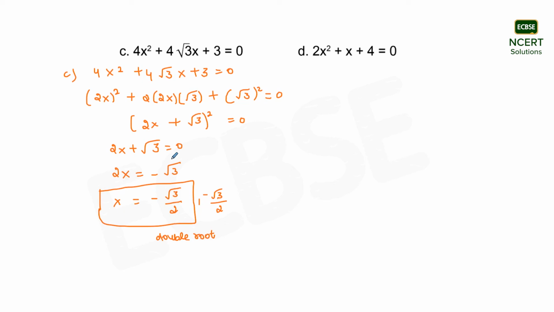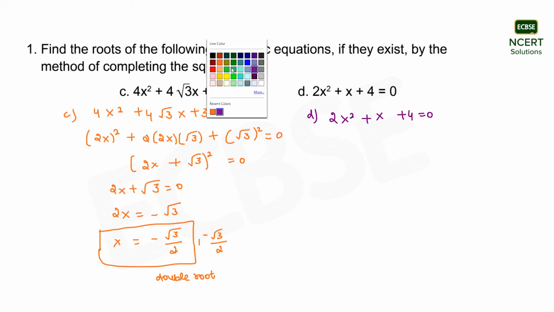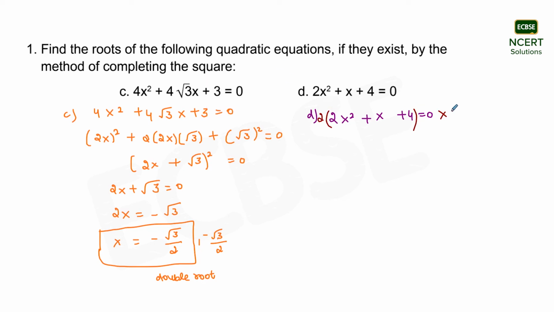Okay. Now coming to the D part, here the equation being provided is 2x square plus x plus 4 is equal to 0. Now if we observe, the first term is not a perfect square, as x is a perfect square but the 2 is not a perfect square. So in order to make it a perfect square, I'll be multiplying both the sides with the number 2. So this becomes 4x square plus 2x plus 8 is equal to 0.